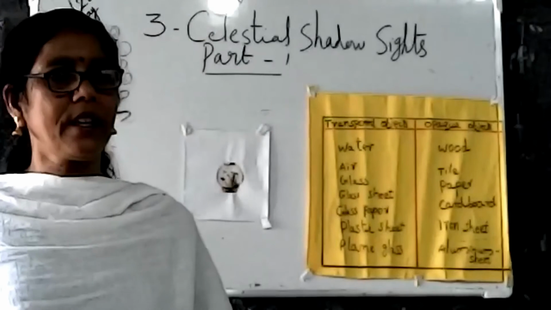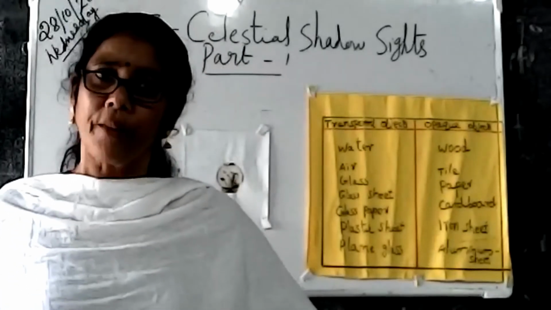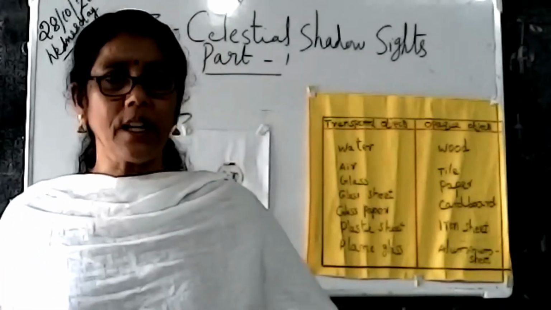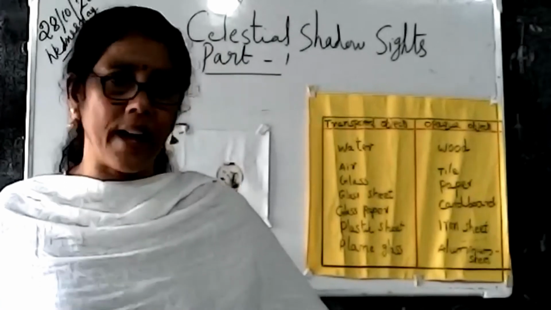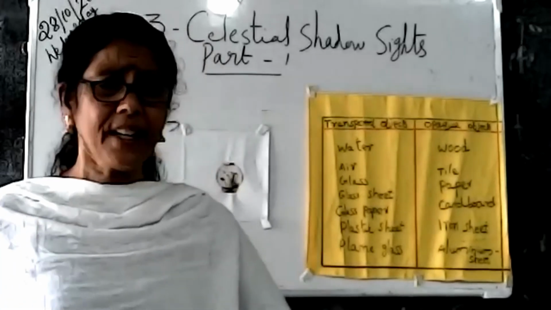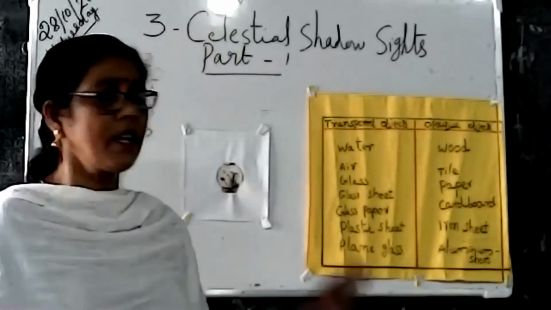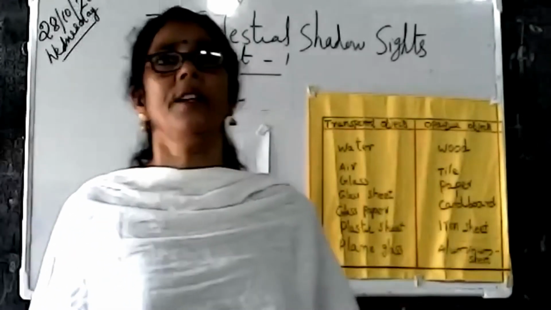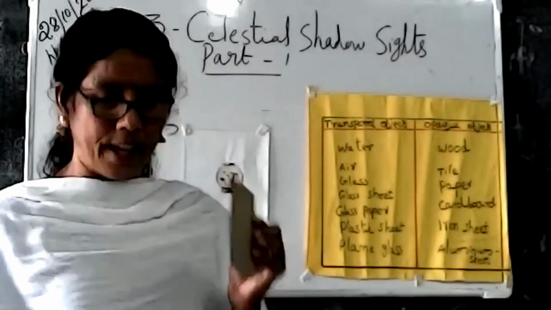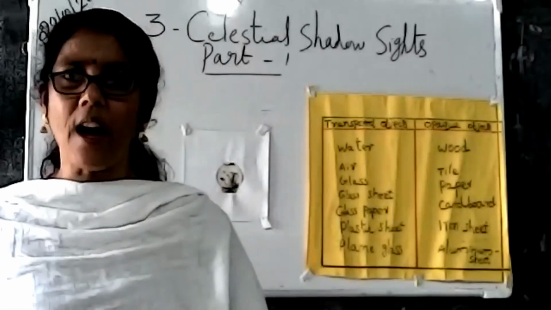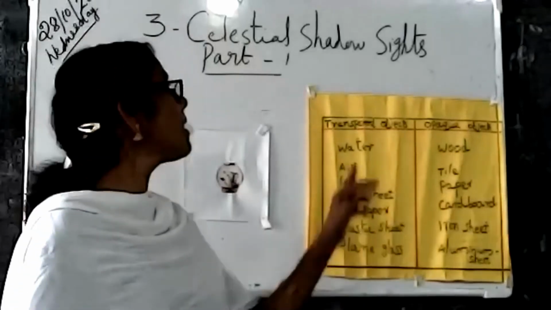Next we discussed that some substances do not allow light to pass through them. Some objects allow light, some substances do not allow it, and some allow light partially. We discussed examples for each. Then we discussed transparent, opaque, and translucent objects, and how to classify transparent and opaque objects. From this we could understand that familiar objects like cardboard and wood are opaque objects. Plain glass is a transparent object.